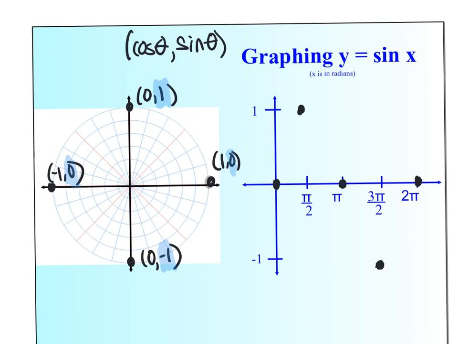Okay, we are going to connect those points with a nice smooth curve. Don't connect them with straight lines. I'm going to put arrows on the end that show that this graph is continuous.